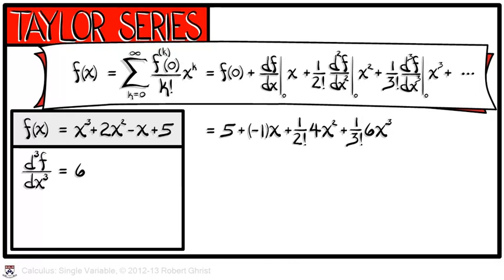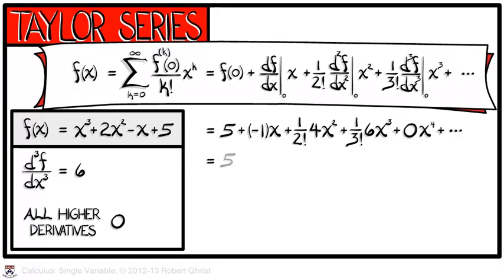What happens when we take higher and higher derivatives? Well, the derivative of a constant is 0. Thus, all of the higher derivatives vanish, and all further terms in the Taylor series evaluate to 0. So we can drop them out without consequence. Rewriting, using a bit of simplification, gives us the Taylor series for this function as 5 minus x plus 2x squared plus x cubed.